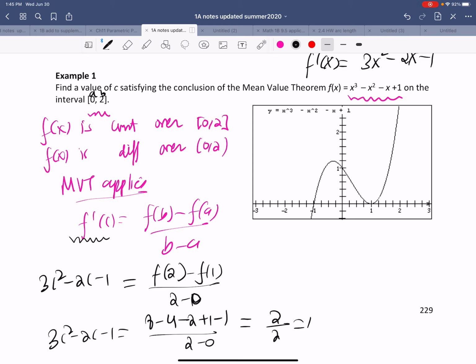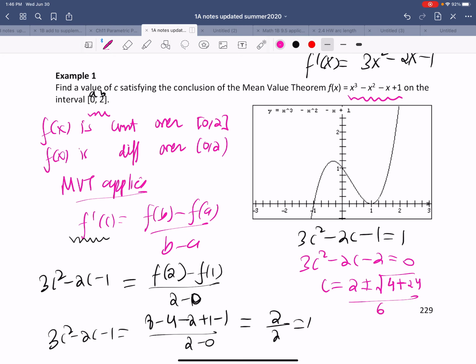Okay, so now we're going to solve the equation 3c squared minus 2c minus 1 equals 1. We are going to bring everything to one side and factor it if it's possible, or use the quadratic formula. It's not going to be factorable. Negative b plus or minus the square root of b squared minus 4 times 2 is 8 times 3 is 24, over 2 times 3 is 6. So 2 plus or minus the square root of 28 over 6.